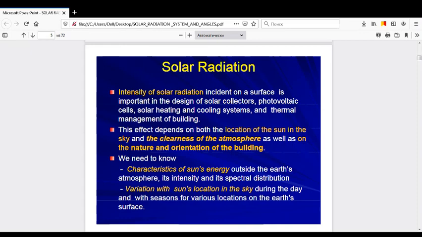This effect depends on both the location of the sun in the sky and the cleanness of the atmosphere as well as on the nature and orientation of the building. We need to know the characteristics of sun energy outside the Earth's atmosphere, its intensity and its spectral distribution, and the variation with the sun's location in the sky during the day and with seasons for various locations on the Earth's surface.